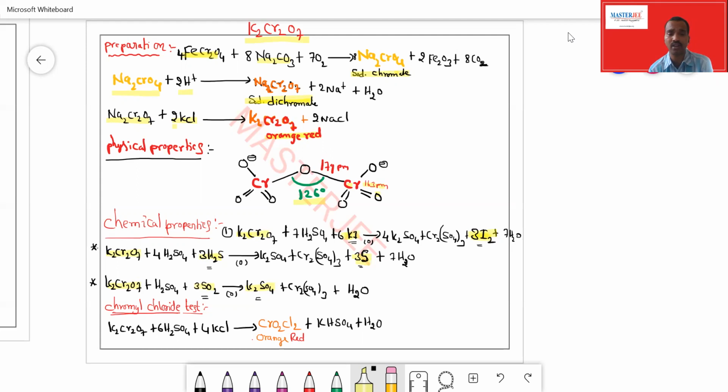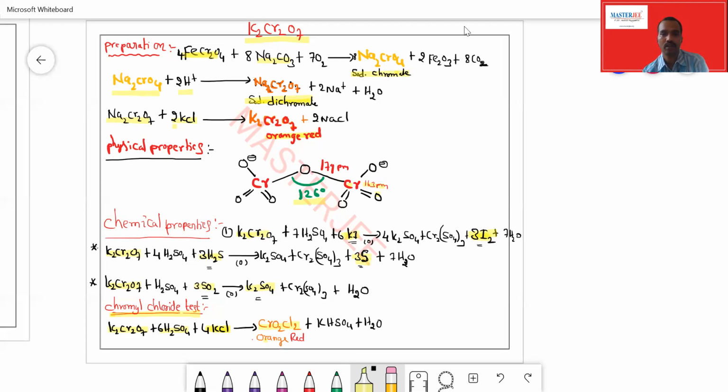And then a very, very important reaction is the test for chlorine. That is the chromyl chloride test. What is that? Potassium dichromate, in the presence of acidic medium, when it reacts with chlorine-containing compounds, will form orange red color chromyl chloride. Formation of orange red color chromyl chloride indicates that the particular substance contains chlorine as one of the ingredients. So this is the chromyl chloride test.